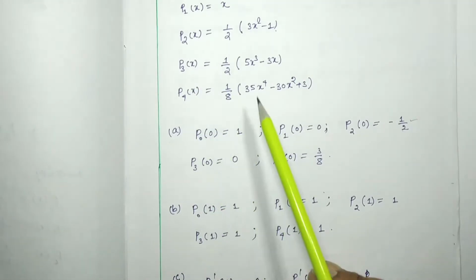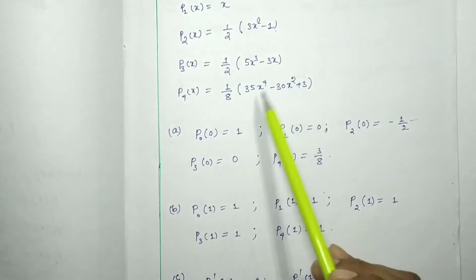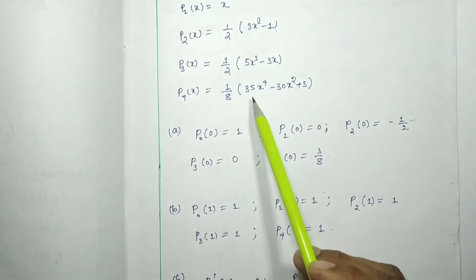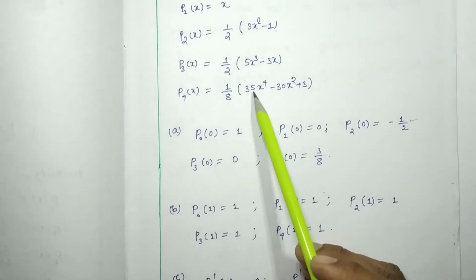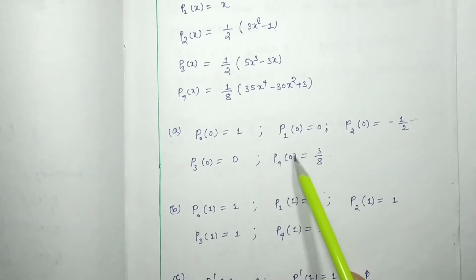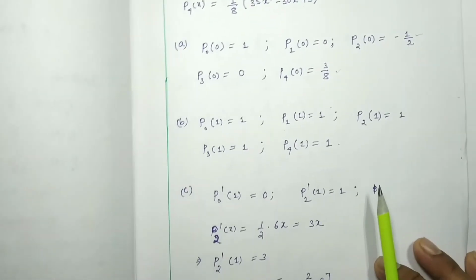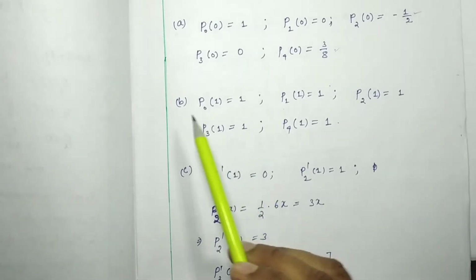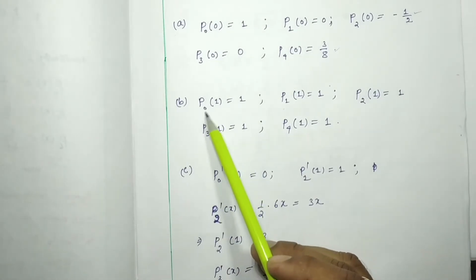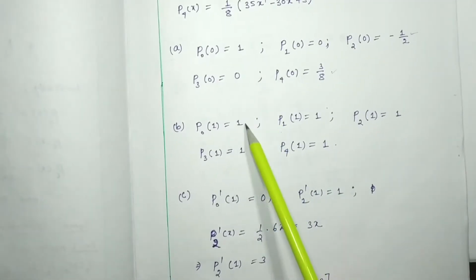Now P40. First P4x will be this much. So we have to put 0 instead of x, then this term will be 0, this term will also be 0. So P40 will be how much? 3 by 8. Okay. Next come to the second bit of the question, that is B. We have to find out P01. So P01, that means there is no x term, so the same value we write, 1.